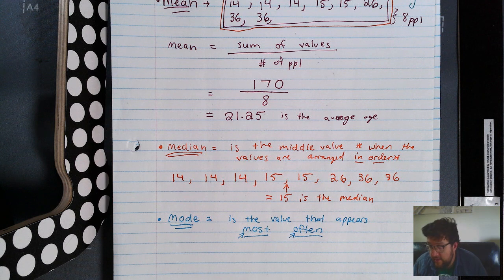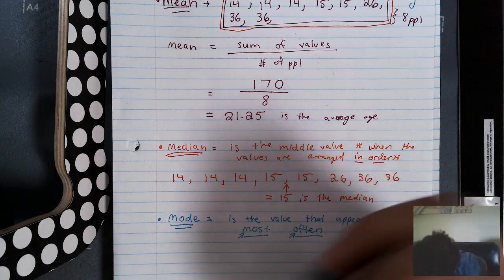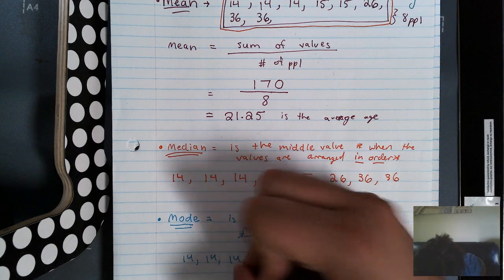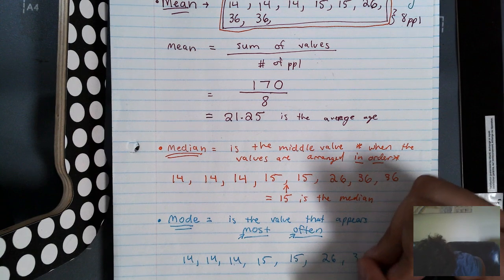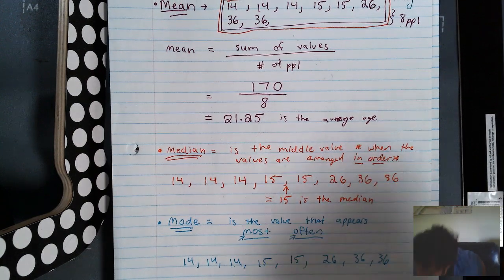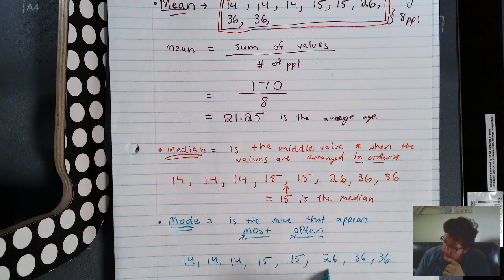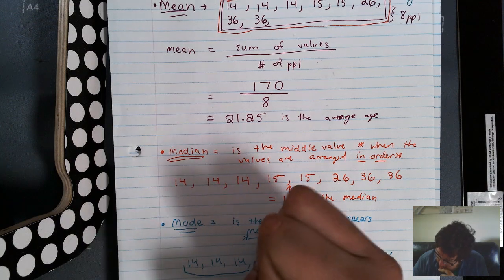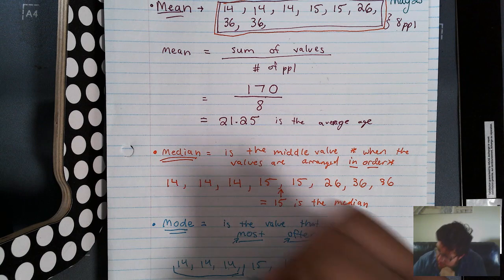So, how do we calculate that again? That's another easy one. So we can look at our sample again. Let's look at this info. I'll just write it out again. 14, 14, 14, 15, 15, 26, 36, 36. So which one appears the most often? Well, there's two of these, one of these, two of these, and there's three of these. So 3 of these are most often.